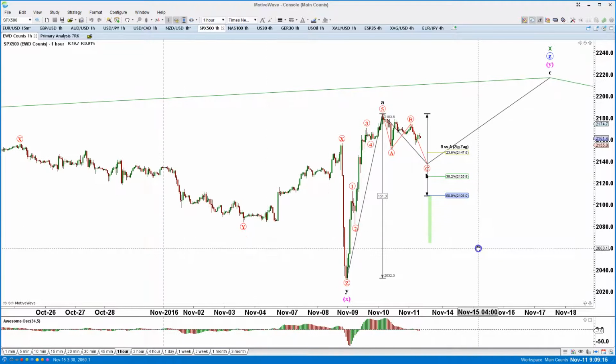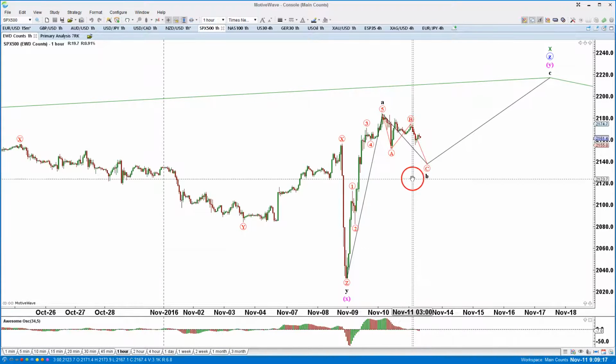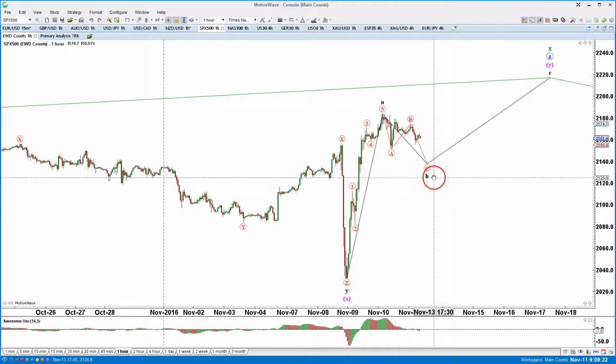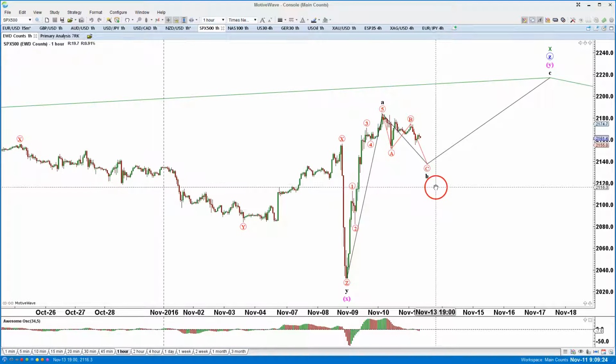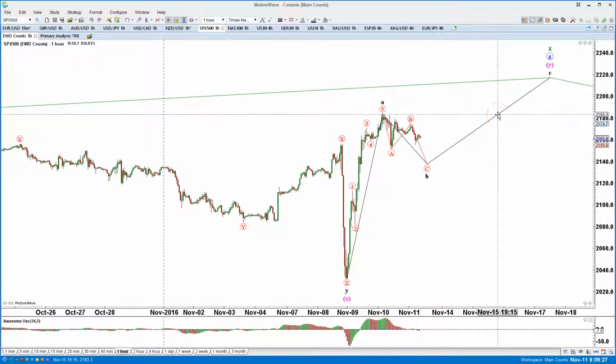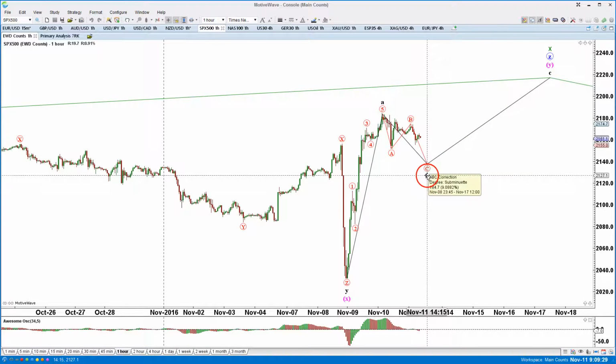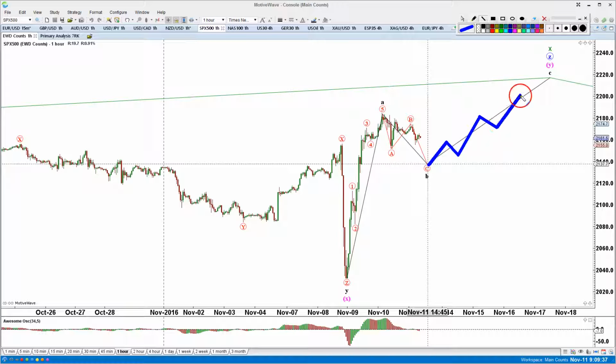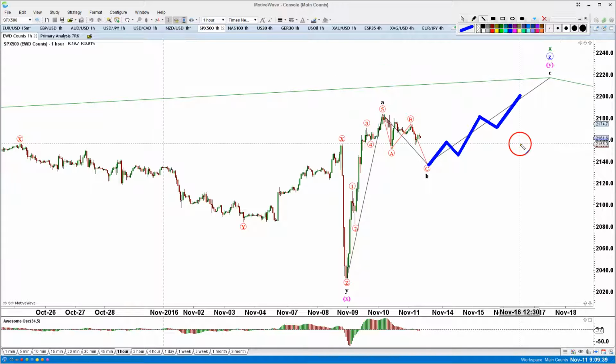What about the S&P? The S&P has been trending lower. We have a 1, 2, 3, 4, 5 for A black, then an ABC for the B wave black, and expecting the reversal after that. Inside we have the market structure as a 1 and 2, then the wave 3, the wave 4, and the wave 5 for the C wave.